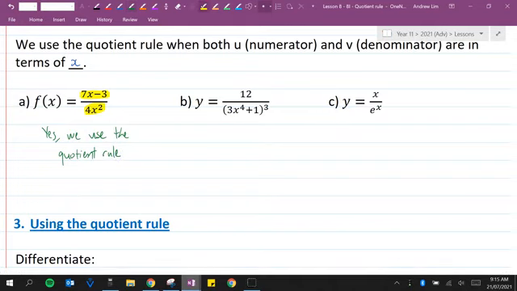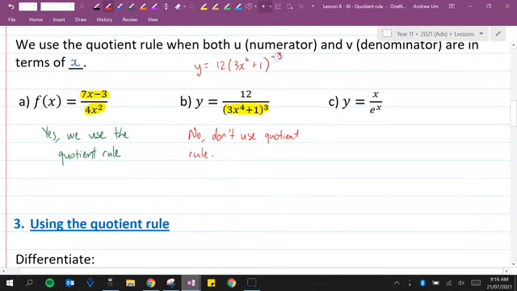Question B. Oh, the numerator doesn't have an x in it. The denominator does. So no, we don't use the quotient rule. You might be thinking, oh, so what rule do we use then? Well, we can rewrite this question as y equals 12 lots of (3x to the power of 4 plus 1) to the power of negative 3. So we have to use the chain rule instead.